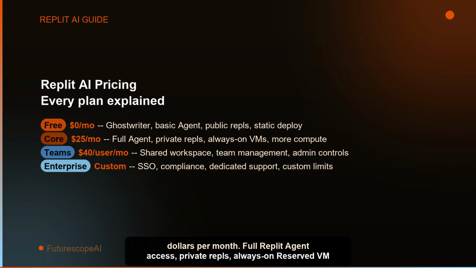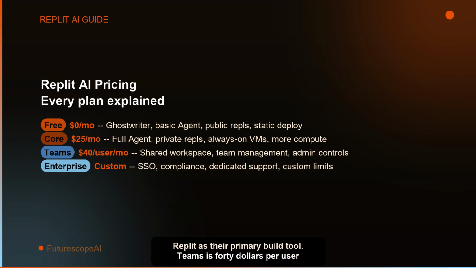Full Replit Agent access, private Repls, always-on reserved VM deployments that keep your server running around the clock, and significantly more compute. For anyone building real applications they want to deploy and keep running, Core is the essential plan. The Agent access alone makes Core worth the upgrade for developers using Replit as their primary build tool.